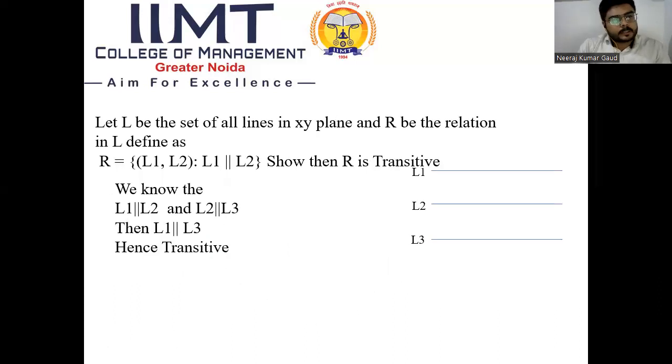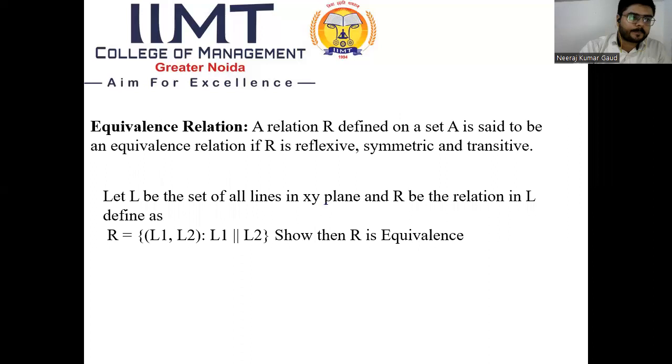Also, in the previous example that we have discussed, we are going to show that this relation is transitive. We can easily show that line L1 is parallel to L2 and L2 is parallel to L3. We can easily show that L1 is parallel to L3. This implies (L1, L3) belongs to R. This implies R is transitive.